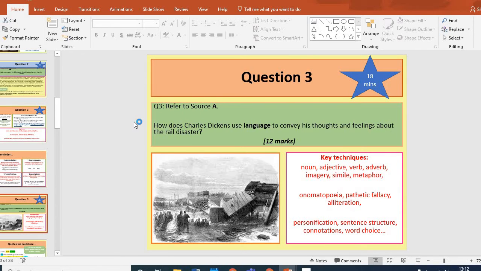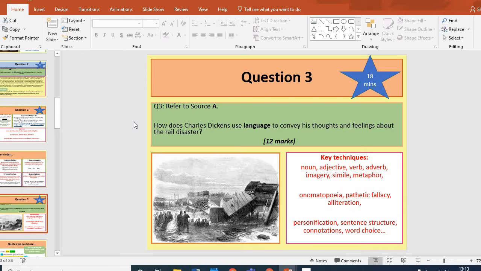So question 3 might look something like this green box. So refer to source A. So it's important to remember you're only looking at source A. Now, looking back to the rail disaster booklet that we started looking at last week, the question goes as follows.